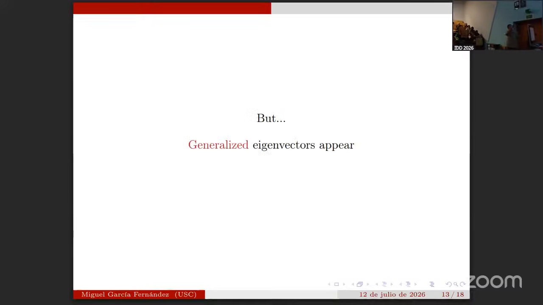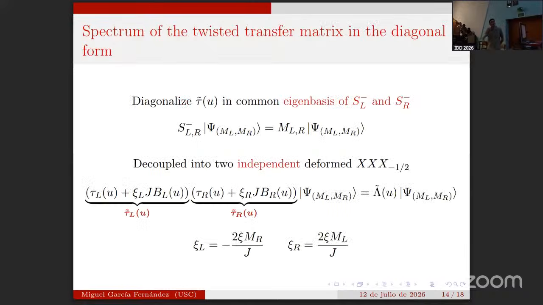Now, a possible way to get rid of this generalized space is doing the following. As I told you, there is some residual symmetry, and this is just S minus, the negative root generator. So instead of trying to diagonalize this transfer matrix in an eigenbasis of the Cartan, we can try to diagonalize in an eigenbasis of this S minus L and S minus R. So now eigenstates will be labeled by these two complex-valued numbers, M left and M right, which are just the eigenvalues of the negative root generators.